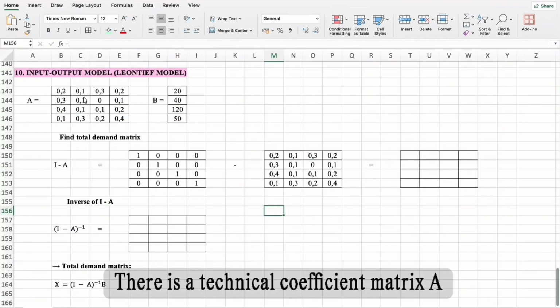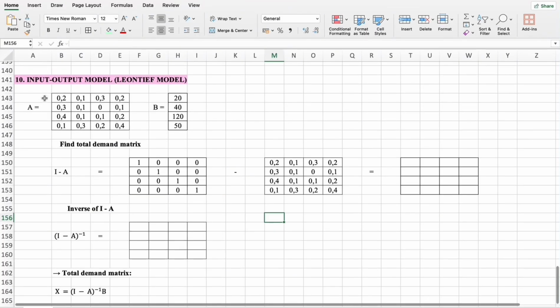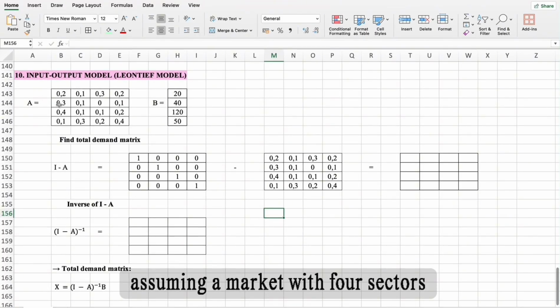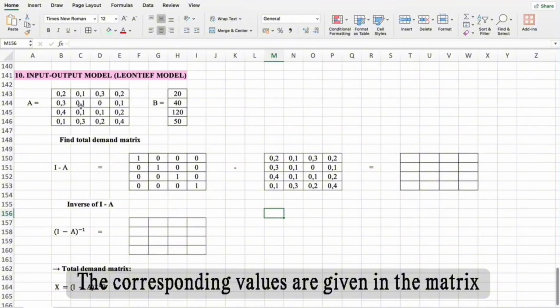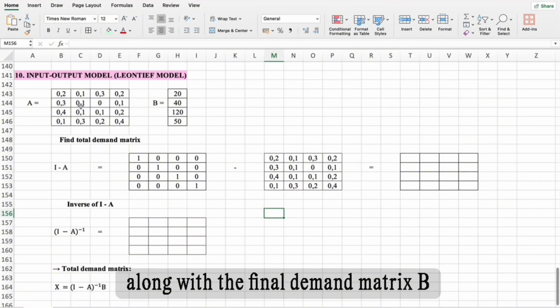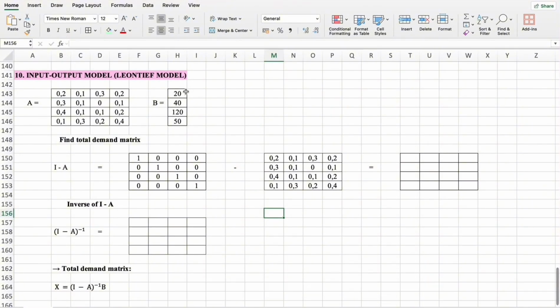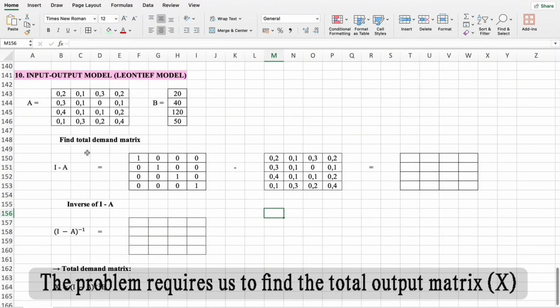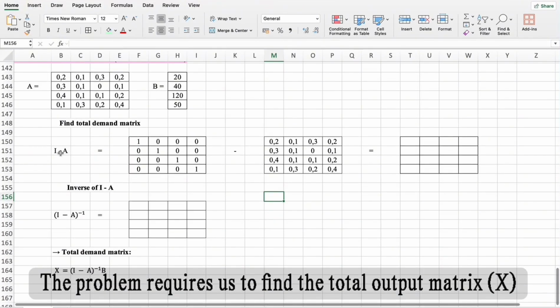There is a technical coefficient matrix A, assuming a market with 4 sectors. The corresponding values are given in the matrix along with the final demand matrix B. The problem requires us to find the total output matrix, which is X.